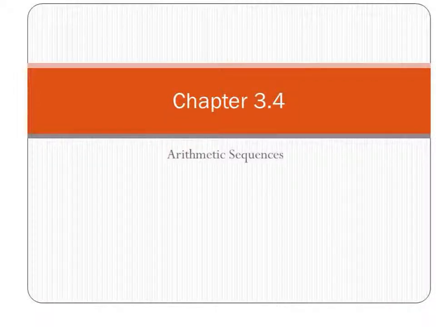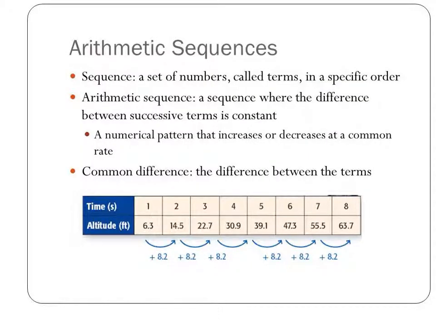Hello and welcome to Algebra 1, Chapter 3.4, and today we're going to discuss arithmetic sequences. So arithmetic sequence, first of all, just a sequence is a set of numbers that are called terms in a specific order. To be an arithmetic sequence, the difference between the terms needs to be constant.